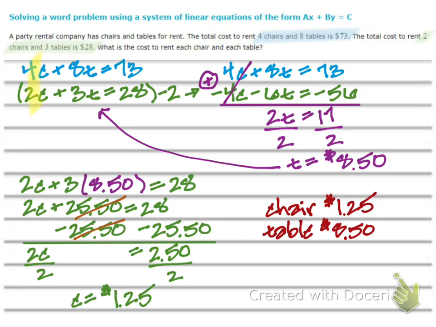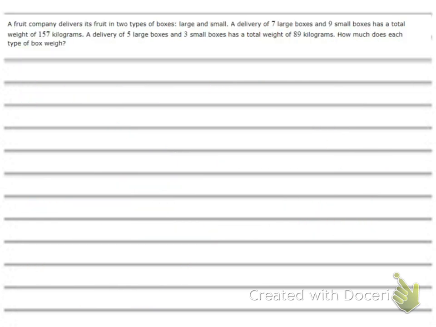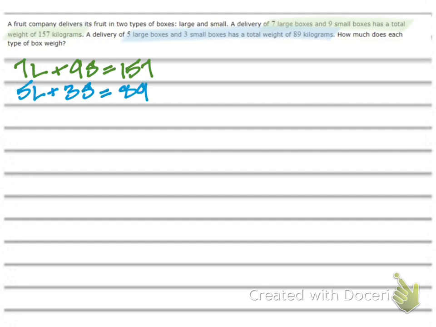Let's look at another one. So here we have a fruit company delivering fruit in 2 types of boxes, large and small. If you have 7 large and 9 small, that's 157 kilograms. So there's our resulting equation there. If we have 5 large and 3 small, that's 89 kilograms. So now we have our system. We have 2 linear equations.